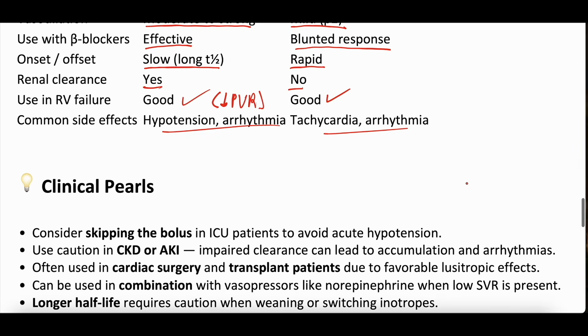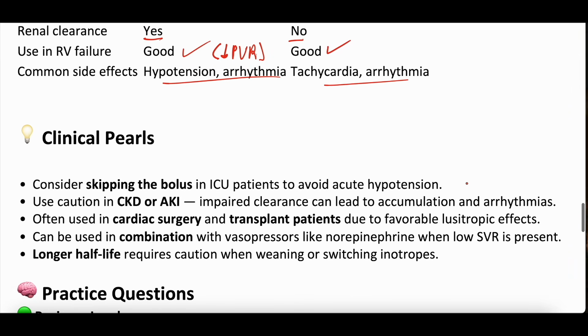Some clinical pearls, then we'll get into practice questions. Consider skipping the bolus of Milrinone in ICU patients to avoid hypotension. Again, our practice pattern is not to bolus. Use caution in CKD, so chronic kidney disease or acute kidney disease, given the renal clearance can lead to accumulation and worsening arrhythmias. Can use in cardiac surgery and transplant patients.